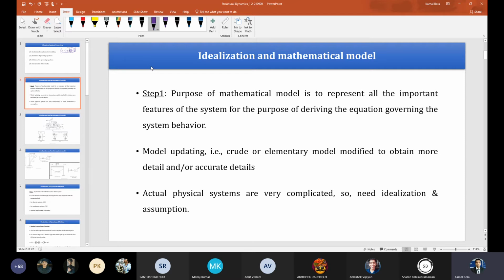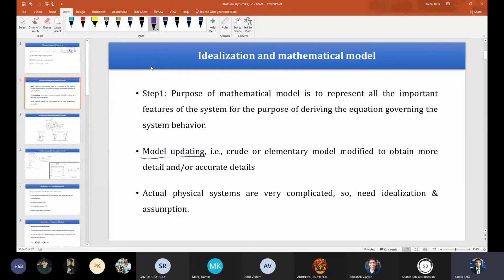Then there is one term called model updating. What is model updating? Just remember the terminology, nothing else. If a complicated system is given to you, first of all you don't know what will be the best model. So you first do a very simplistic model, which may be totally crude or may give very different results as compared to the experimental results. Then you can update things: this idealization is not correct, so I'll modify it. That is called model updating.